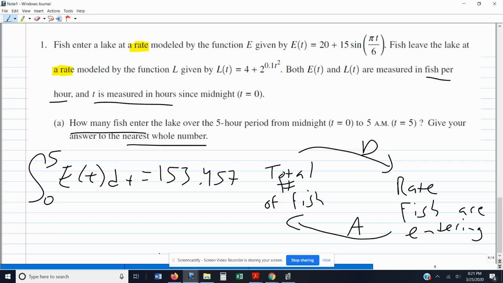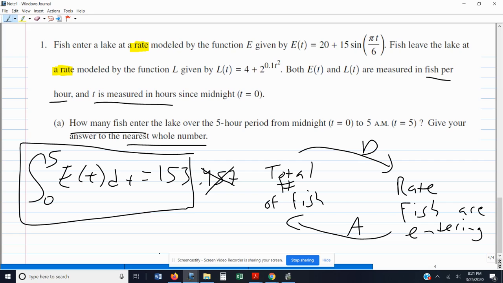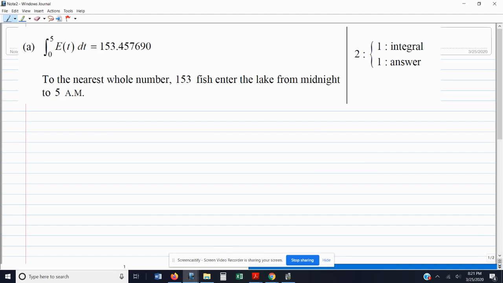153.457. Since they only asked to the nearest whole number, I could actually just write, and should actually just write, 153. If we look at the rubric for this question, they give you 1 point for the integral and 1 point for the answer. They also wrote a sentence there, but you don't need to write that sentence.